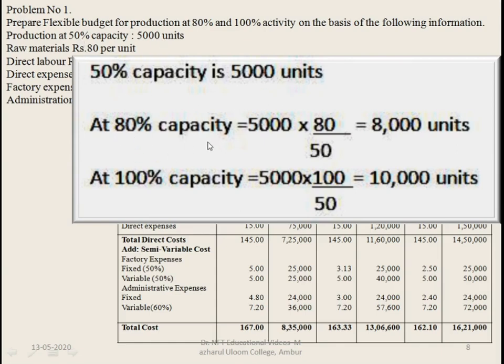At 80% capacity, how many units? 5,000 is the number of units for 50%. So 5,000 divided by 50 will give you 1 for 1 unit, into 80 will give you the units for 80% capacity. So that is 8,000 units. The same way, at 100% capacity, 5,000 divided by 50 into 100 gives you 10,000. So for 80% capacity, it is 8,000 units. At 100% capacity, it is 10,000 units.